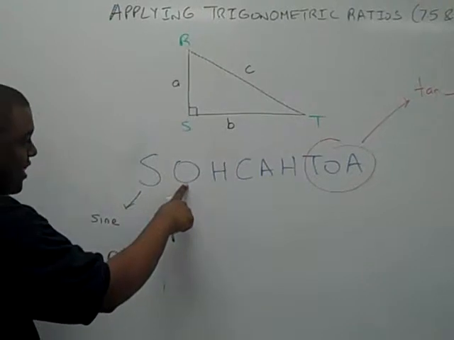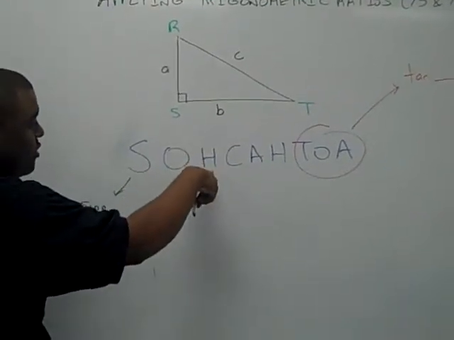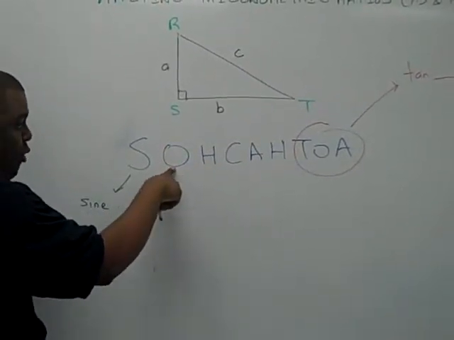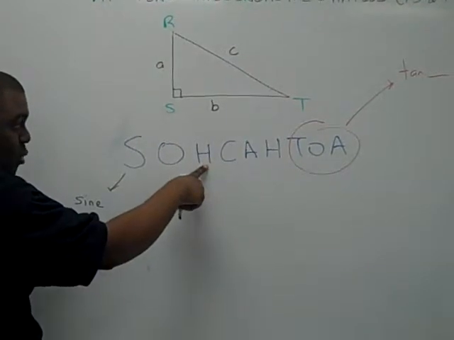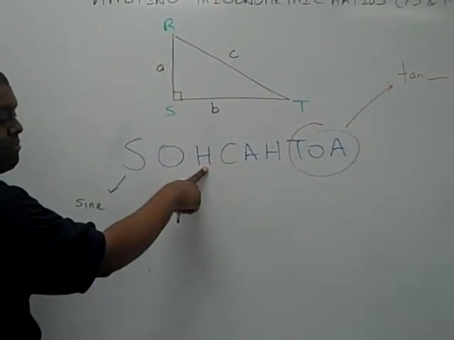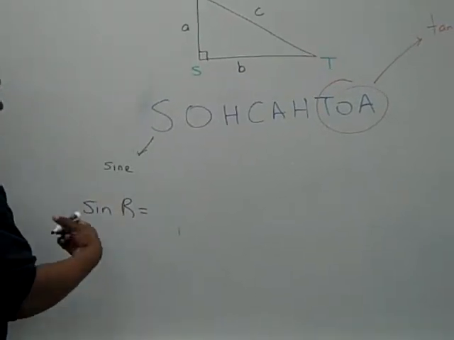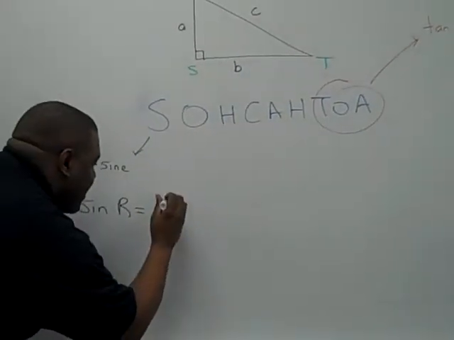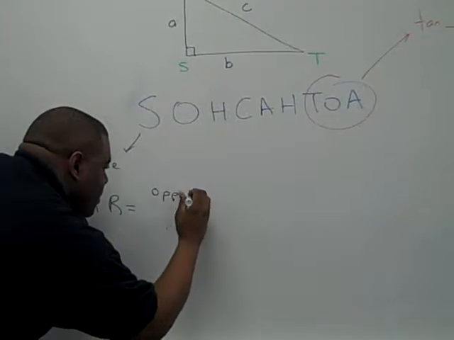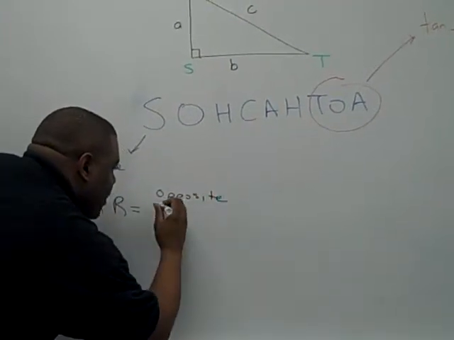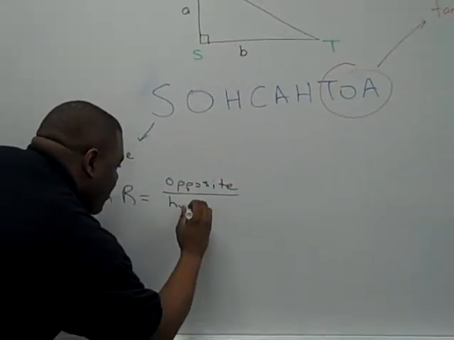is the opposite over H. Because we know O is already opposite. So H, of course, would have to be what? It's got to be hypotenuse. So to find the sine of an angle, just take the opposite and put it over the hypotenuse.